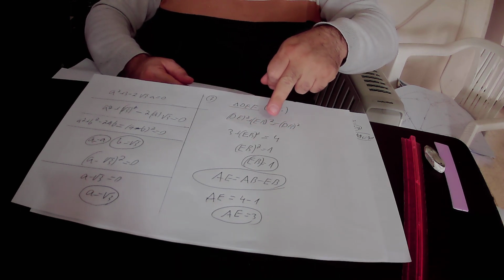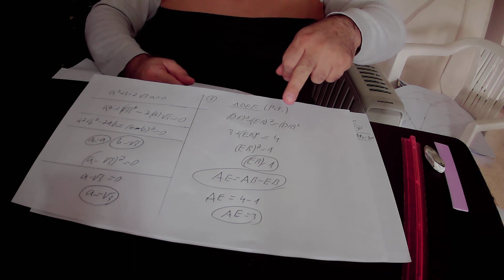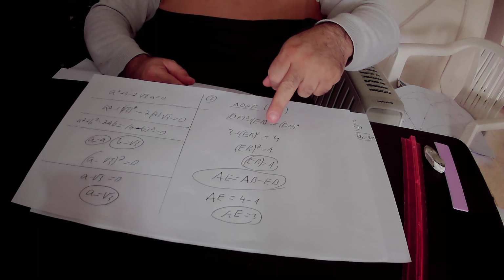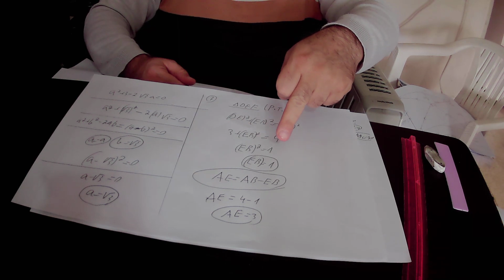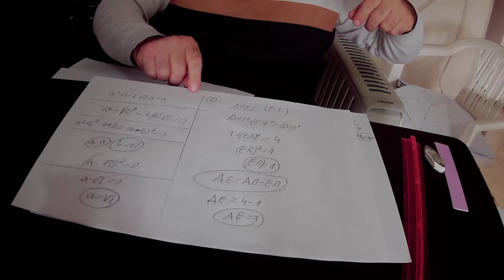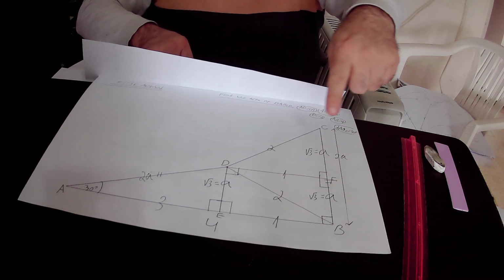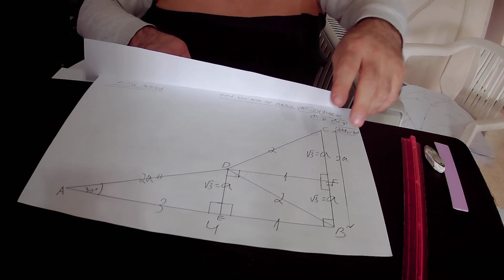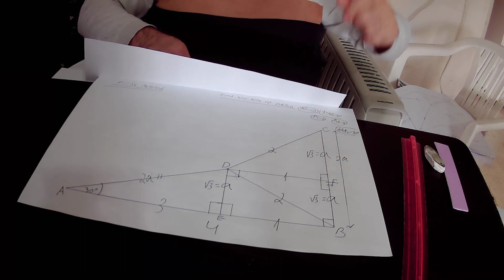We subtracted 3 from this equation, and we got that EB squared equals 4 minus 3, which is 1. We took a root of this equation, and we got that EB equals the square root of 1. The square root of 1 is 1, so EB equals 1. Because the opposite sides of a rectangle are equal to each other, DF will also be equal to 1.